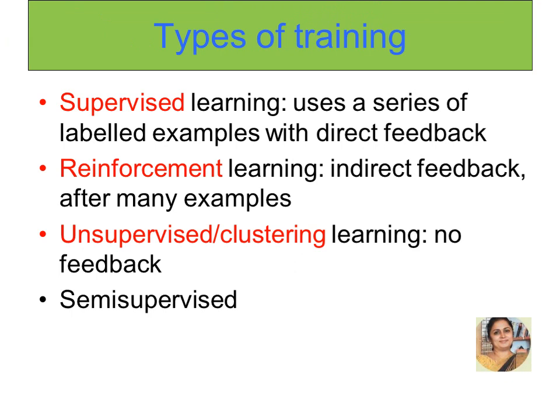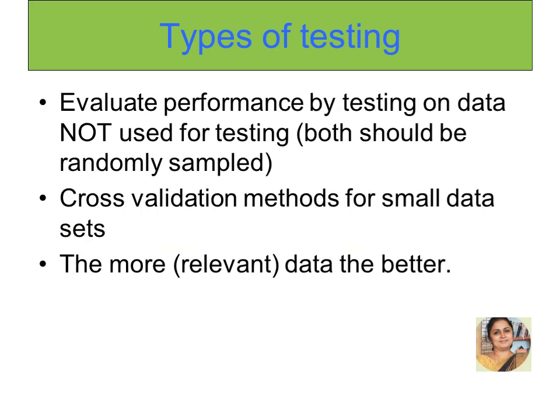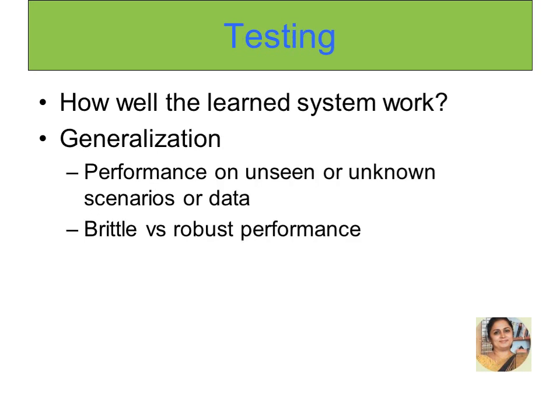There are types of training like supervised learning, which uses a series of labeled examples with direct feedback, reinforcement learning, that is indirect feedback after many examples, unsupervised or clustering learning with no feedback, and semi-supervised learning. Types of testing: evaluate performance by testing on data not used for training, and both should be randomly sampled. Cross-validation is used for small data sets; the more data the better. How well does the learned system work? Performance on unseen or unknown scenarios or data.